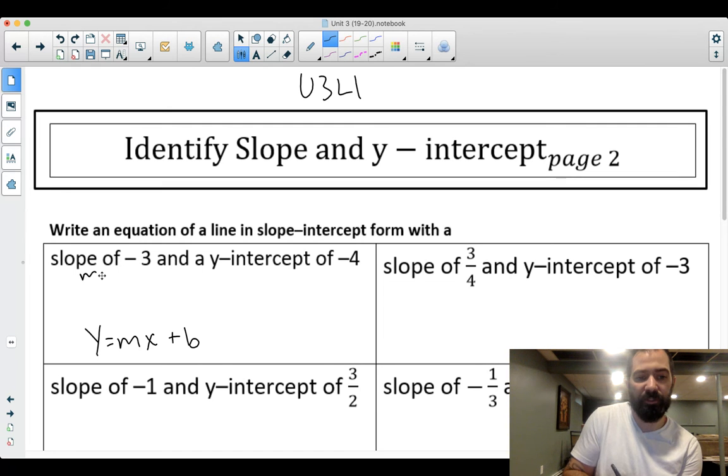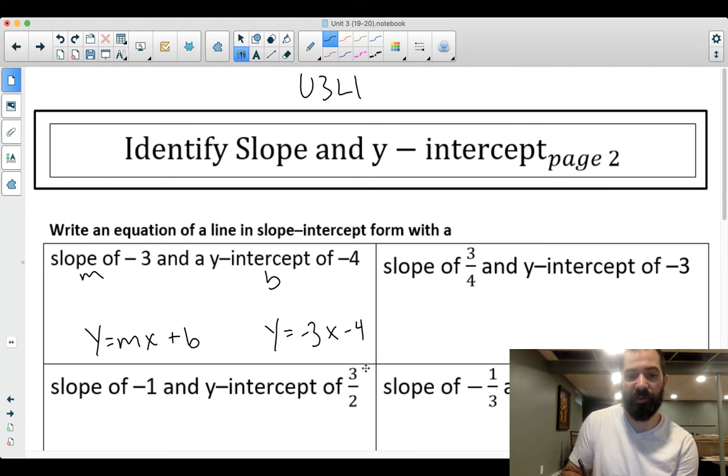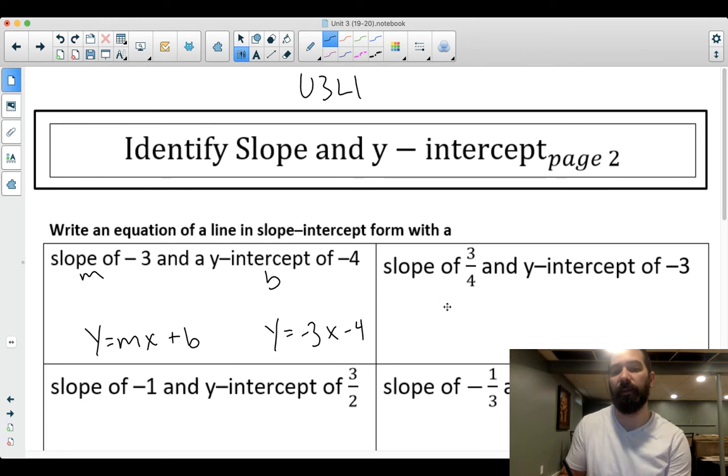And we're given our slope, we're given a y-intercept. We need to substitute them into our equation to make a line. Slope is -3, y-intercept is -4. We're just going to plug them in. We always have a y, we always have an x. Well, what is my m? It goes in front of my x. What is my b? It goes after the x. And you are done. That is it. Really simple. Check over here.